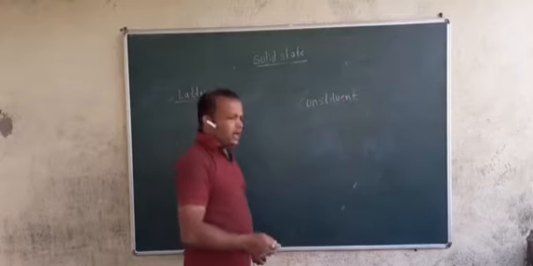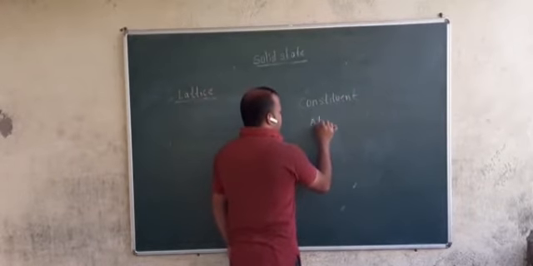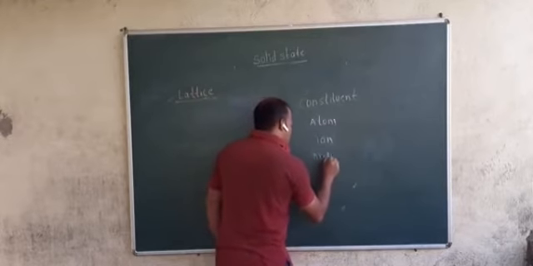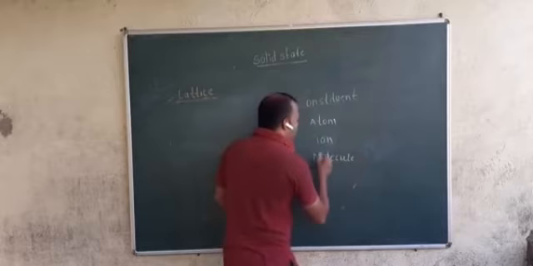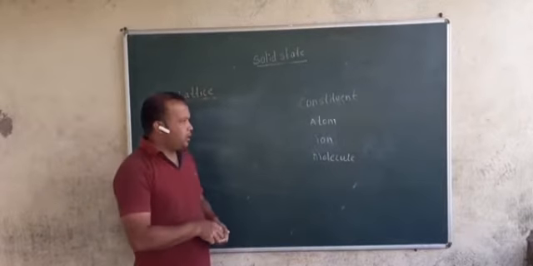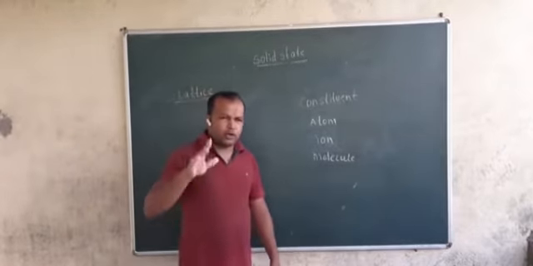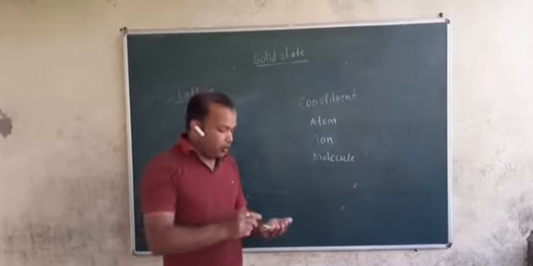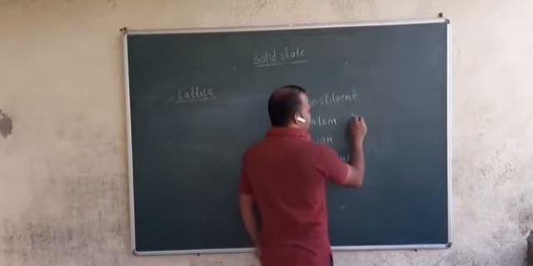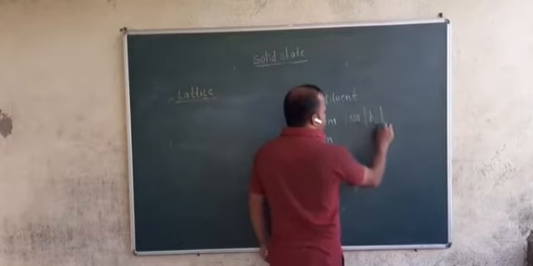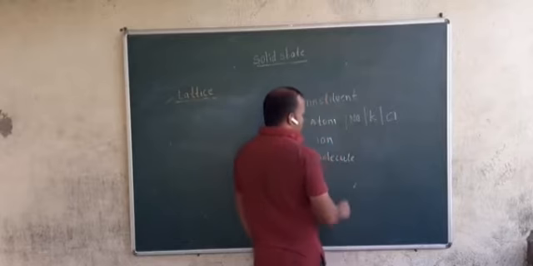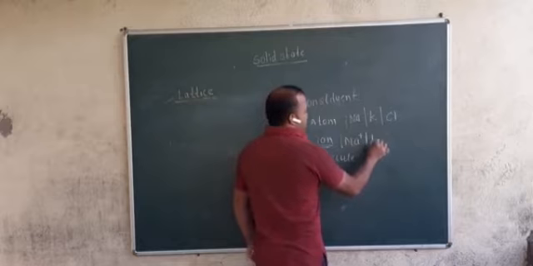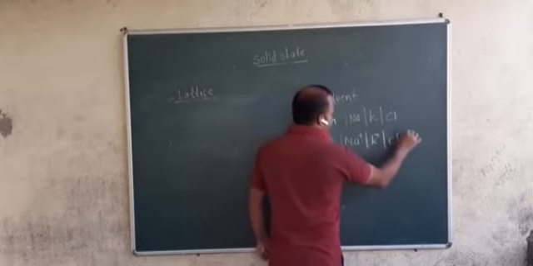These constituent particles can be atom, ion, or molecule. Whenever I say constituent particle, you need to remember it can be atom, it can be ion, or it can be molecule. So atoms such as Na, K, Cl. What is meant by ions? Na plus, K plus, Cl minus.